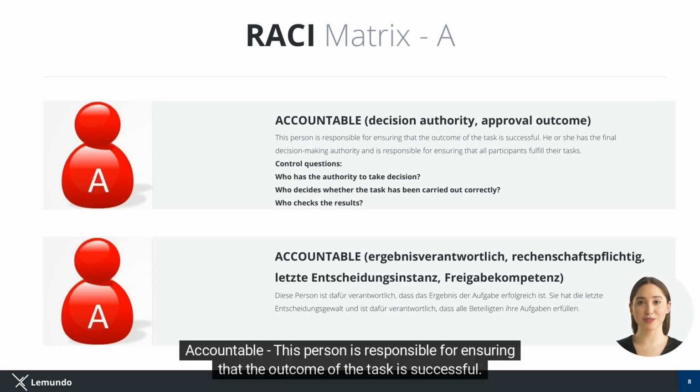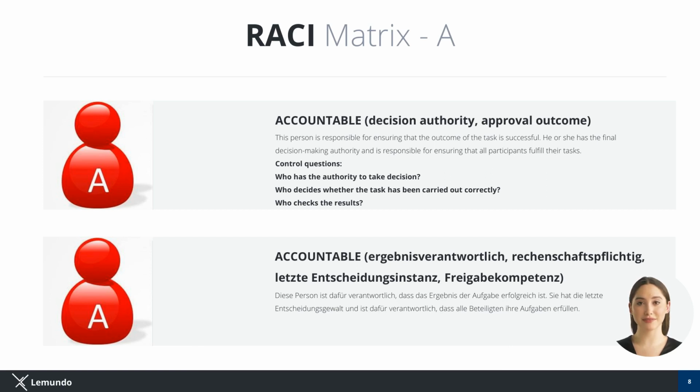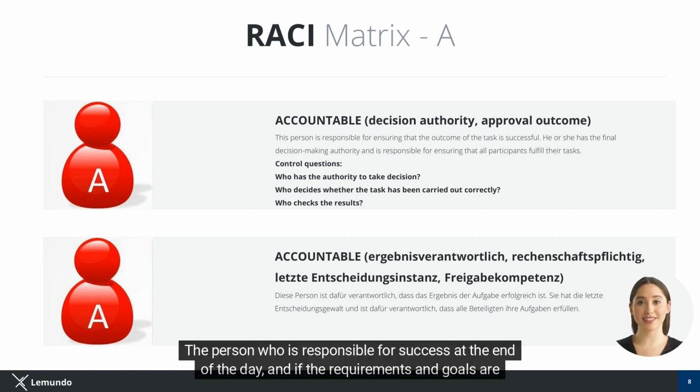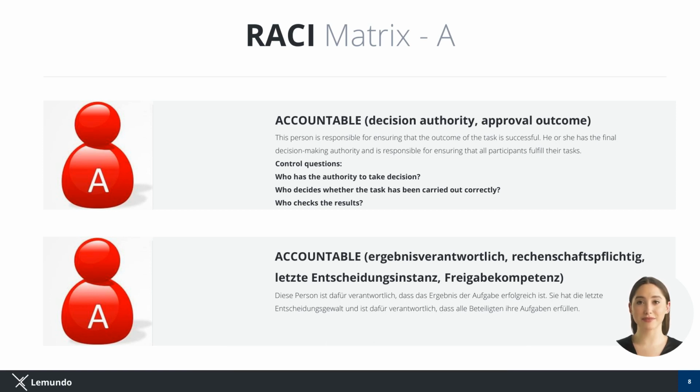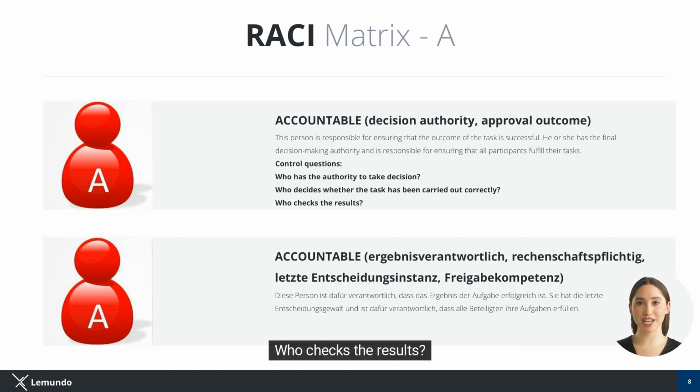Accountable: this person is responsible for ensuring that the outcome of the task is successful. He or she has the final decision-making authority and is responsible for ensuring that all relevant persons fulfill their tasks. The person who is responsible for success at the end of the day, and if the requirements and goals are clear. Control questions: Who has the authority to take decisions? Who decides whether the task has been carried out correctly? Who checks the results?